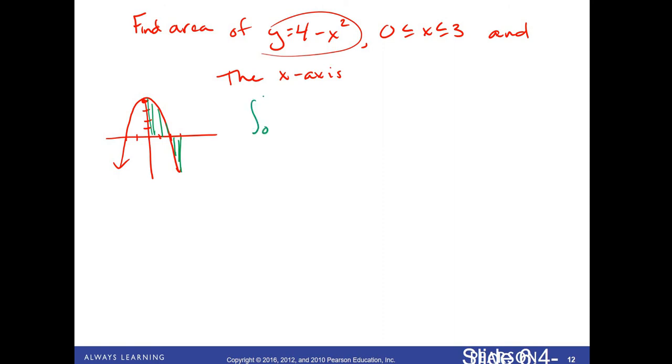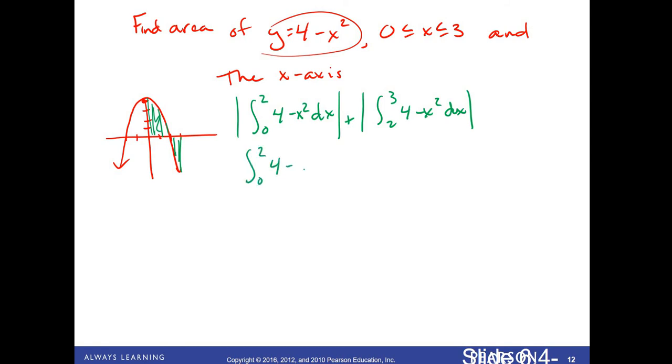So I'm going to take the integral from 0 to 2 of 4 minus x squared dx plus the absolute value, and these have to both be absolute value, of the integral from 2 to 3 of 4 minus x squared dx. We often also say, I know that this is positive because it's above the axis. So if I subtract the second half of this, since that would have been a negative part of the integral, I will get a positive and a positive. So either way will work.